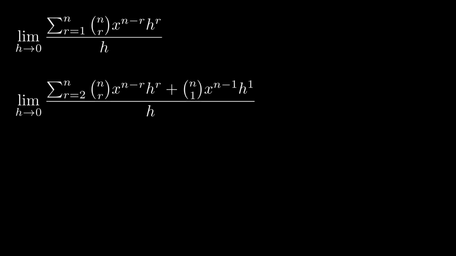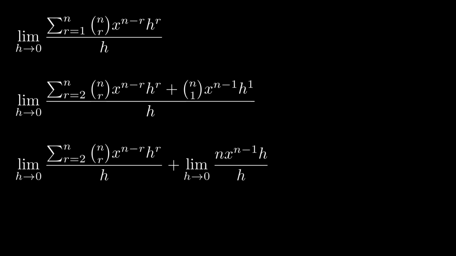So if we consider the sum from r equals 2 to n, we can write the r equals 1 term as n choose 1 times x to the n minus 1 times h. And if we split the fraction and distribute the limit, we get this. N choose 1 is always going to be n if you look at the second column of Pascal's triangle.